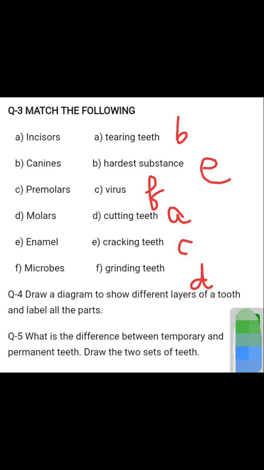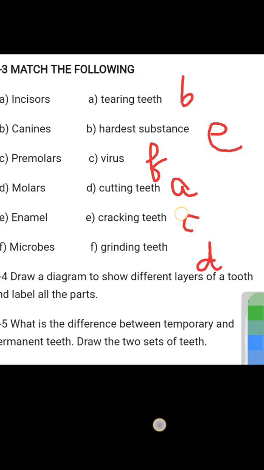And further, you can refer to the earlier videos which will help you in doing question number 4 and 5.